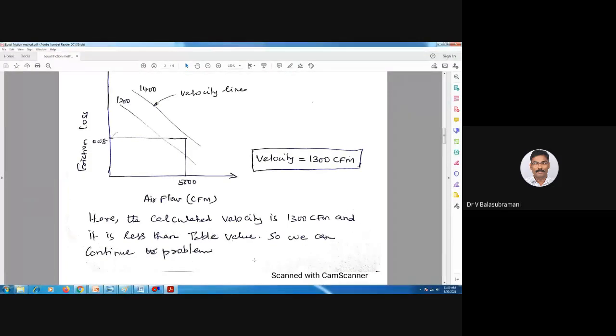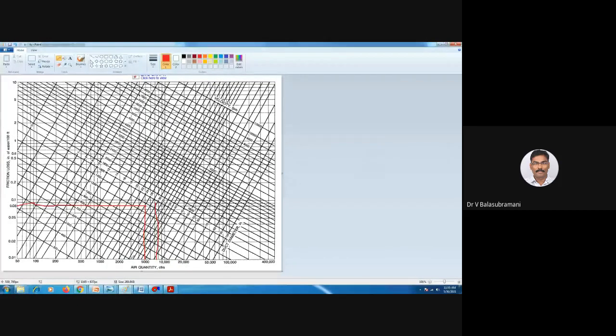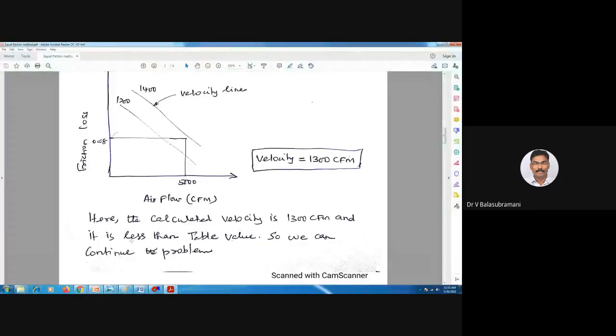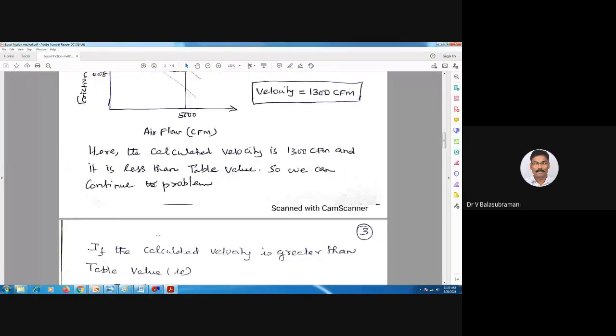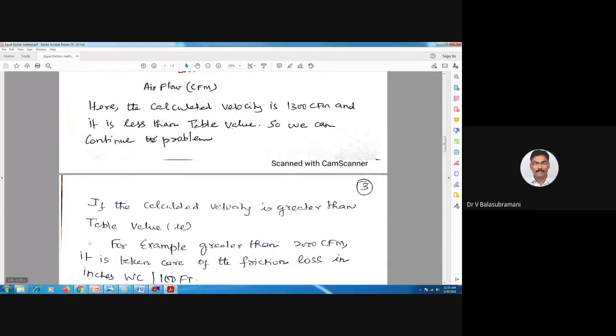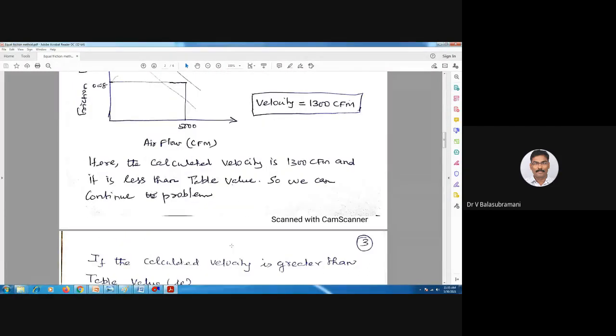First you have to check the velocity for one branch, the maximum. For other values, there is no need to check, because your values come 4000, 3000, 2000, 1000 and so on, so they come below this line only. The velocity comes below 1300 only. There is no need to check the other branches. So first you have to check the velocity for the first branch, AB. If the calculated velocity is greater than the table value... here the selected value is less, so we can continue the problem.